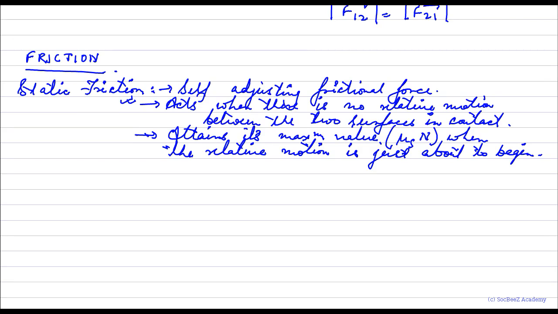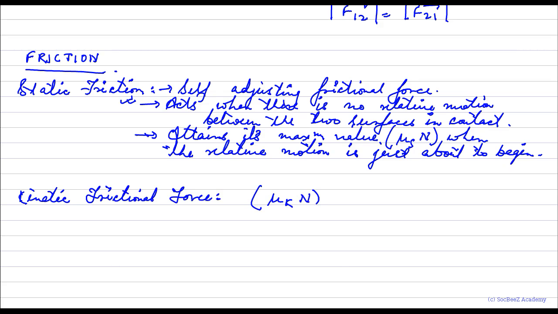Now let us move on to the next type of friction, which is kinetic frictional force. It is not a self-adjusting frictional force. It has a constant magnitude, which is given by mu k into n, where mu k is the coefficient of kinetic friction between the two contact surfaces, and it is of constant magnitude.